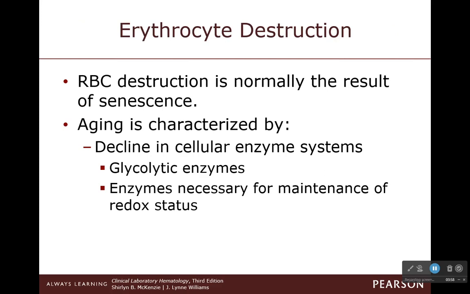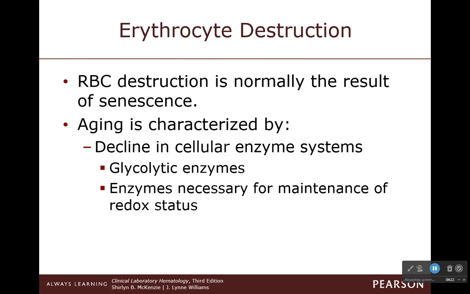So erythrocyte destruction. RBC destruction is normally the result of senescence. Senescence, everybody, you want to say it? That's how it's actually pronounced. That simply means old age. It just means the cell's not efficient anymore, and it's reached an age where it's not doing what it's supposed to do. So, what characterizes aging?